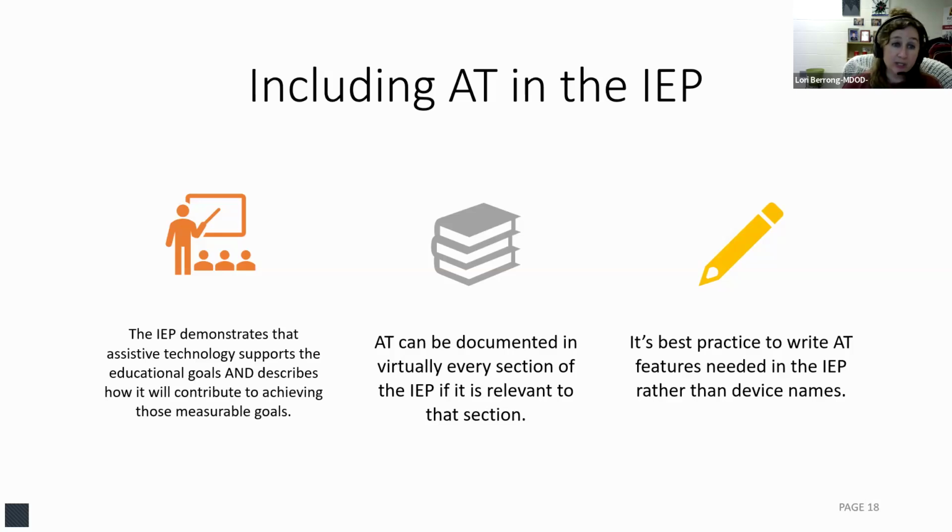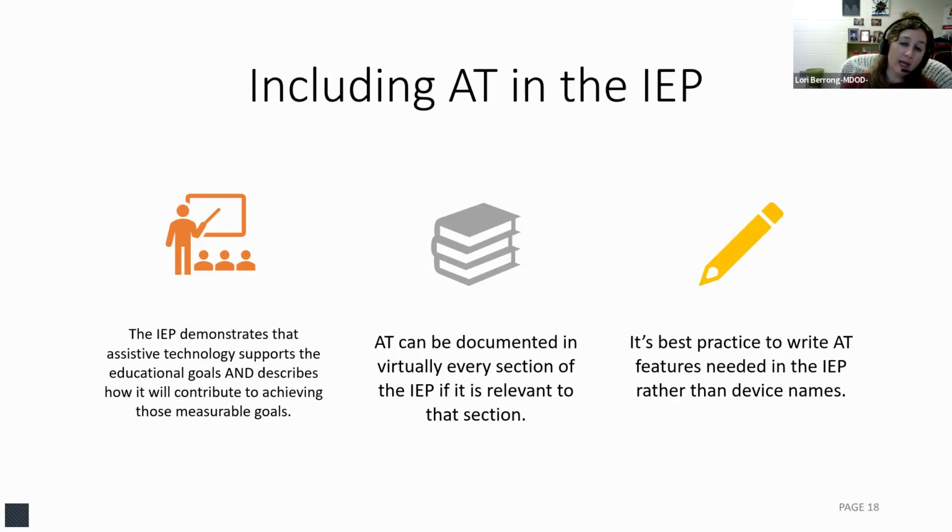The IEP will need to demonstrate that assistive technology can support the educational goals, and you want to describe how it will contribute to those educational goals, because the IEP is really around educational goals. The behavior intervention plan is around behaviors, but the IEP is around educational goals. And AT can be documented in virtually every section of the IEP. And it is best practice to write in the features of the assistive technology rather than any device names.